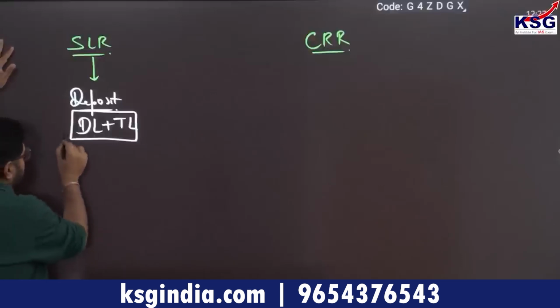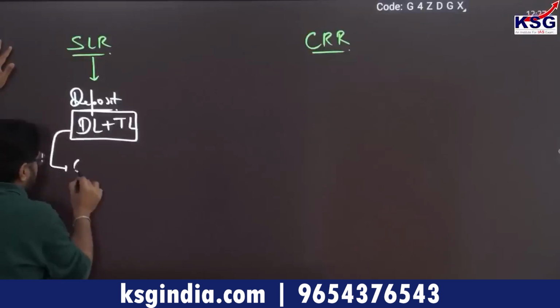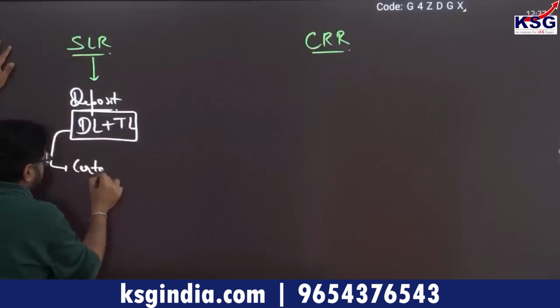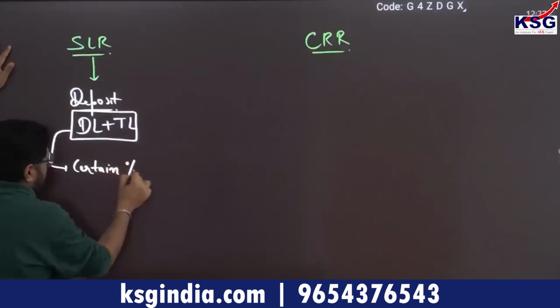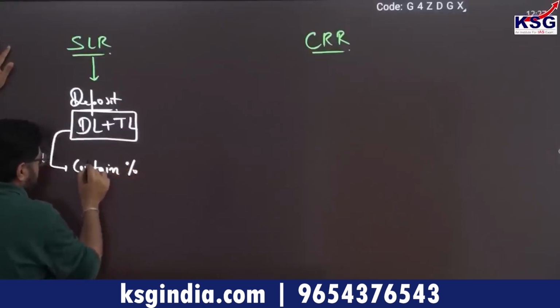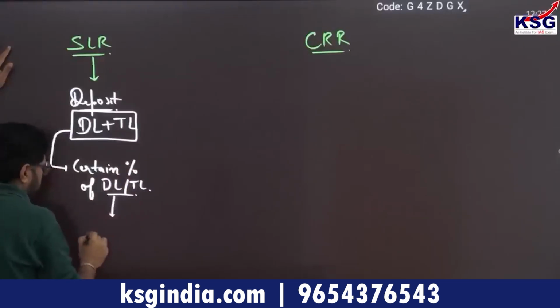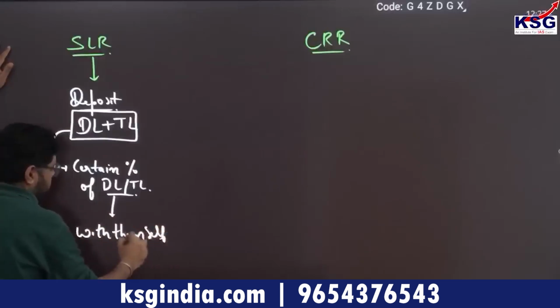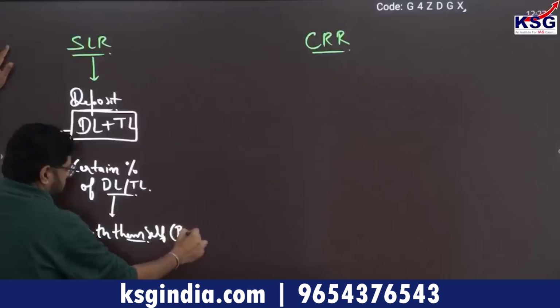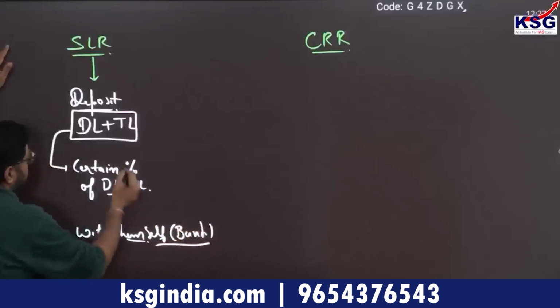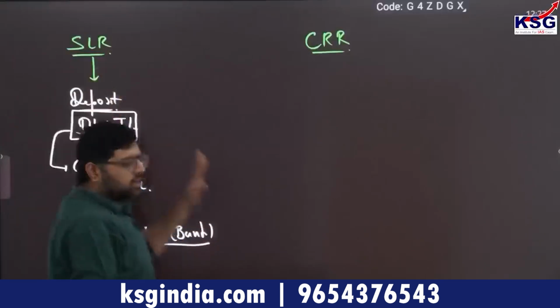So they have to maintain a certain percentage of DL and TL with themselves, means with the banks itself, that is known as SLR.